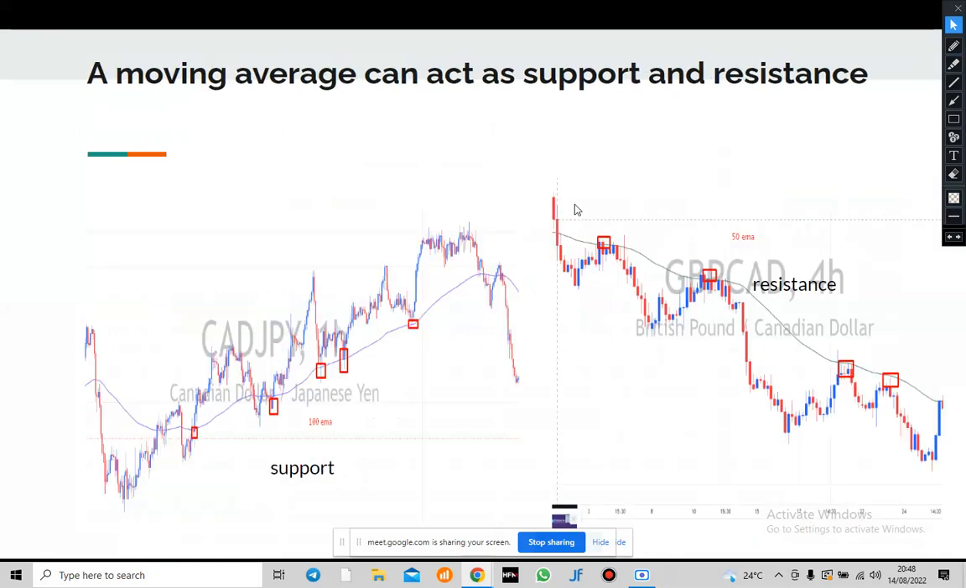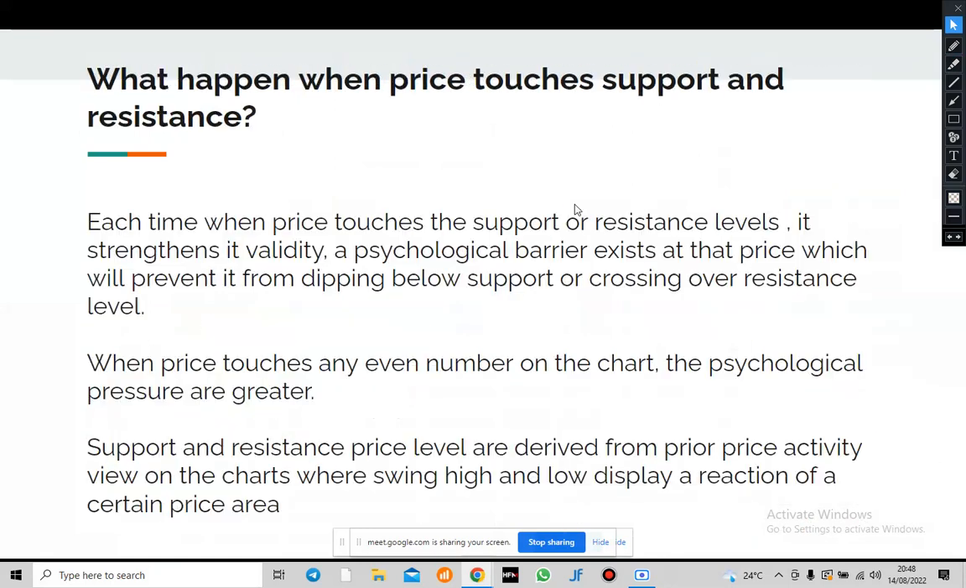Now what happens when price touches support and resistance?